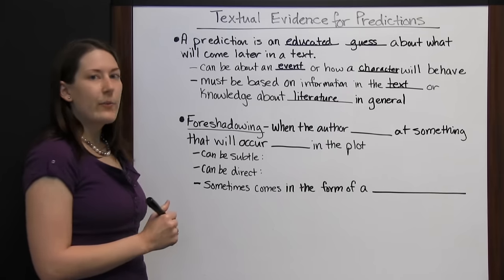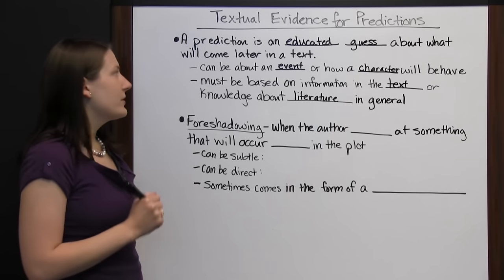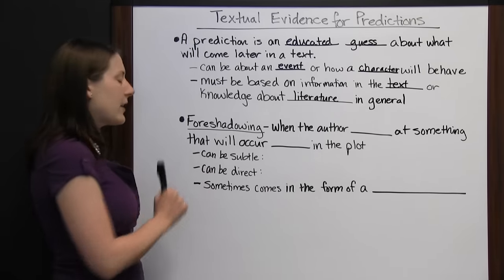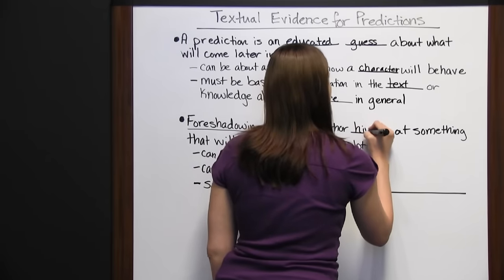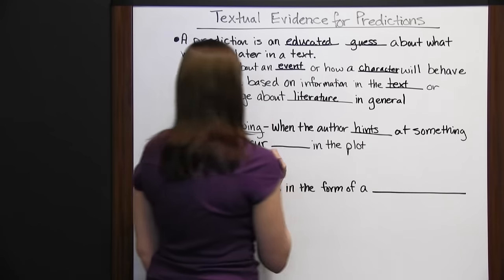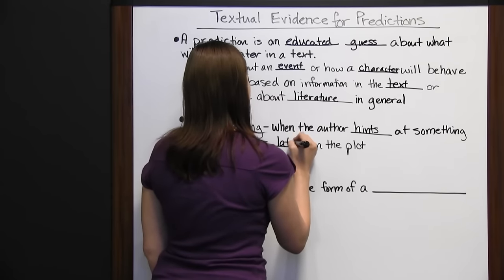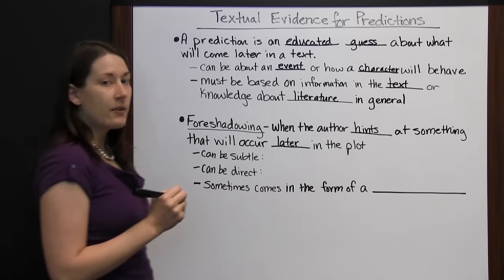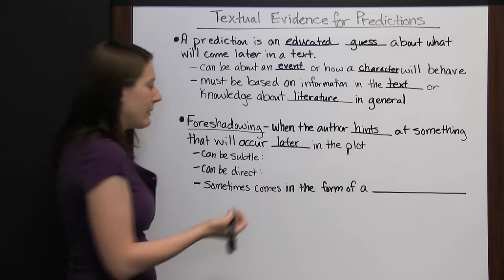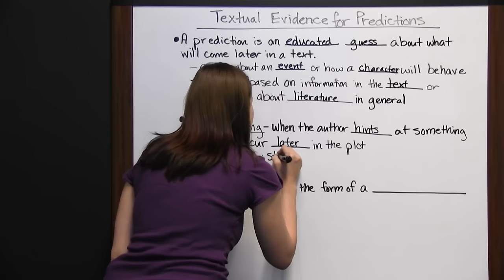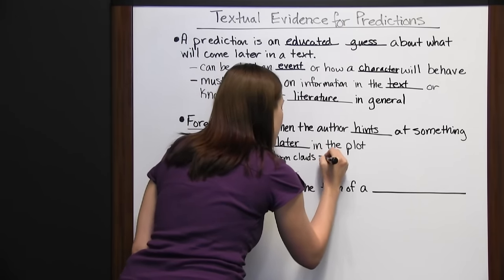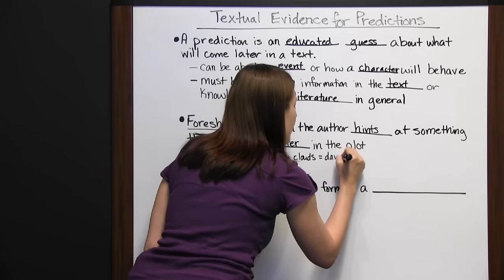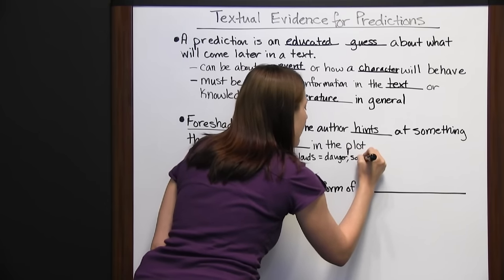Now, one specific way that you might find textual support for prediction is with foreshadowing. And foreshadowing is when the author hints at something that will occur later in the plot. So sometimes it's subtle. Sometimes the author doesn't say exactly what will happen. It may mention storm clouds on the horizon, and the storm clouds could equal danger or something bad happening.